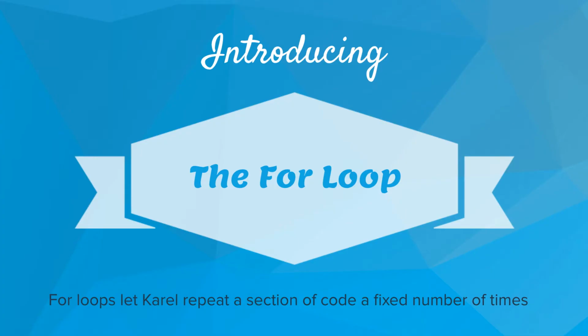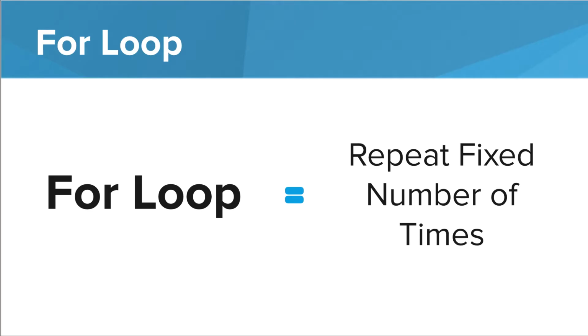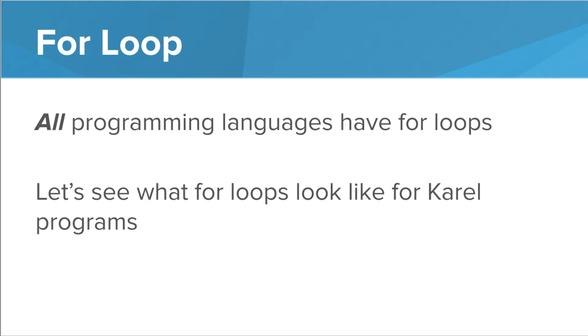So what we're going to want to do is introduce the for loop. The for loop lets Karel repeat a section of code a fixed number of times. So let's repeat that again. A for loop means repeating a fixed number of times. For loops are an important part of programming, and all programming languages have for loops.